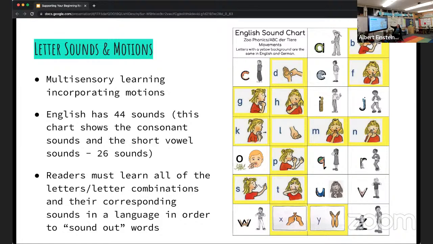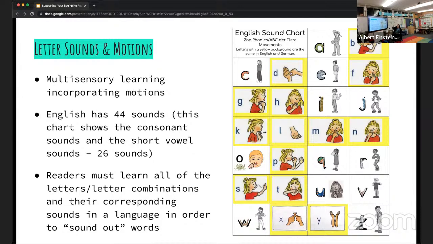We made a video that has a quick clip of each sound in English with them. It's for you guys too, if it helps you at home to have that quick little reference. It's about 3 seconds per video. It just tells you the sound and shows you the motion, so that if you're trying to practice with your kids, you can do it with them.